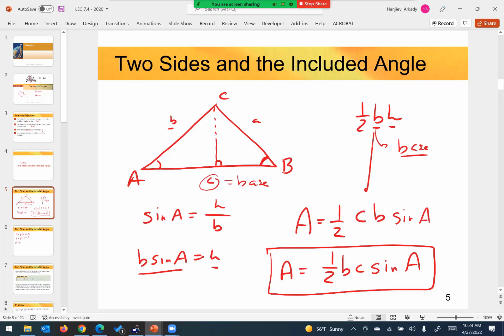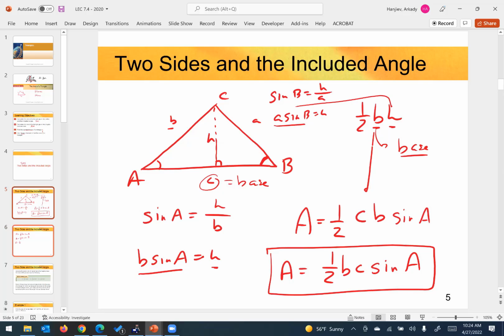If we do sine of B, that's H, is that right? So sine of B is equal to H over A, is that right? So A sine B equals H, and the replacement comes in. Is that all we need right there? Everybody's sure of that now? Okay, let me switch pen colors because it's red. I'm going to go to black here.